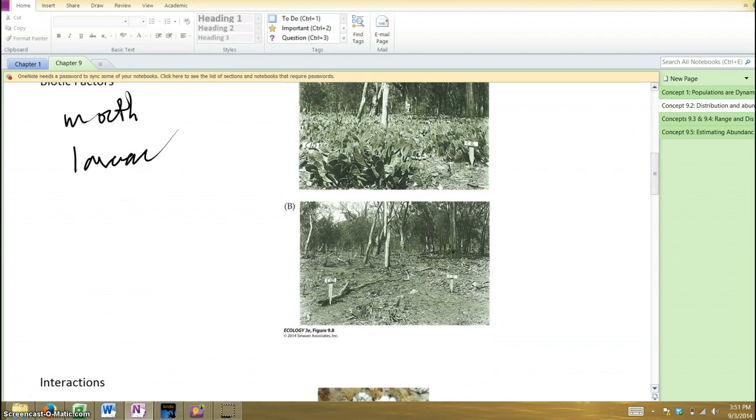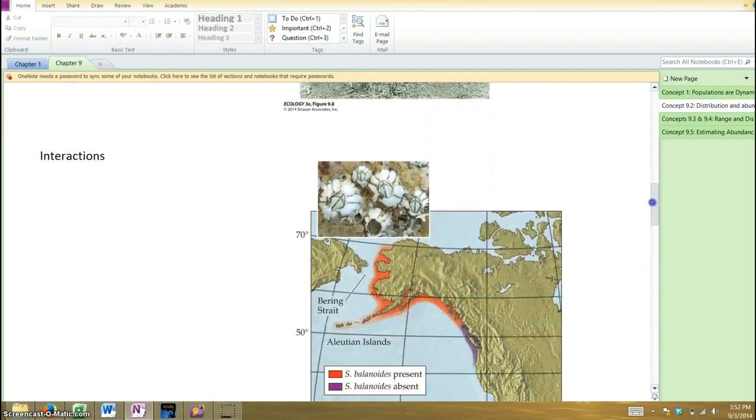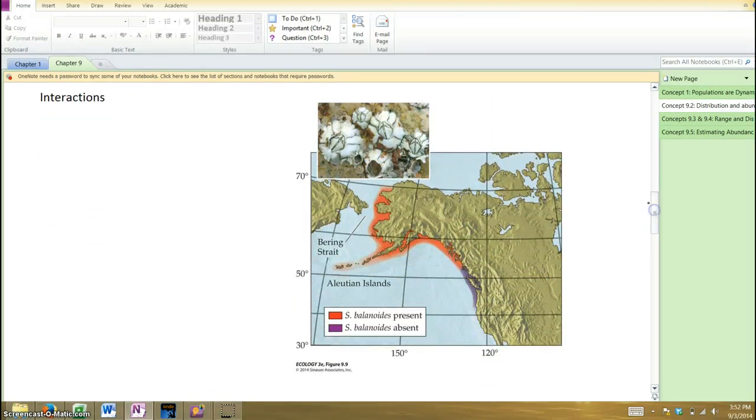Not completely, the cactus is still there, but now its population is much smaller because there's this moth that feeds on it. In this experimental plot here, you can see the cactus has been decimated by the moth. Interactions, both biotic and abiotic, can influence where you find particular populations.